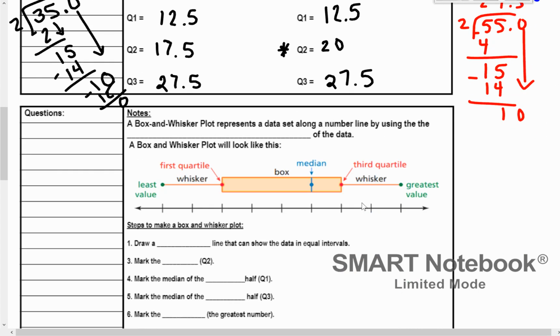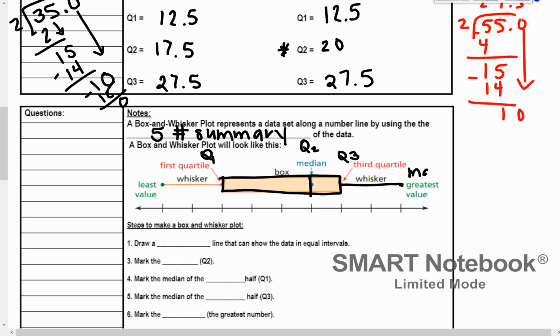Okay, so a box and whisker plot represents a data set along a number line by using the 5-number summary. A box and whisker plot will look like this. The least value is this first dot, which connects the whisker to the first quartile, the Q1. We then draw a box from Q1 to Q3. We have our median, our Q2, which we just draw a line down where that will be, and a whisker out to our max. Okay, and that's our box and whisker plot.